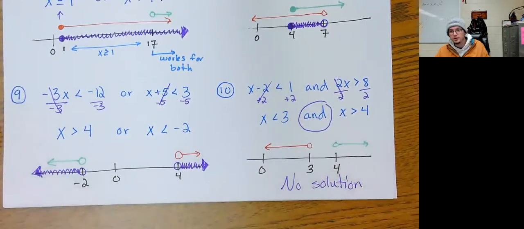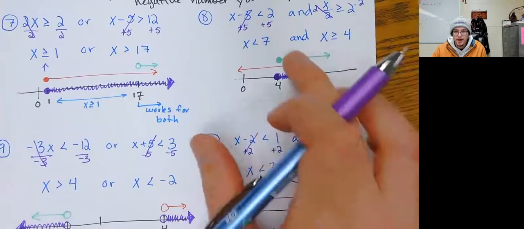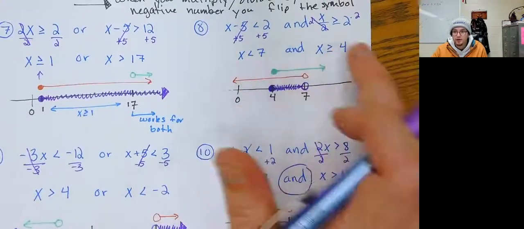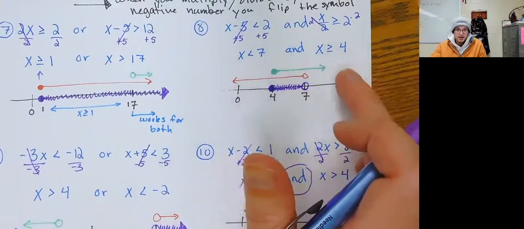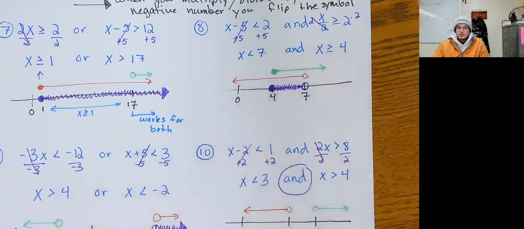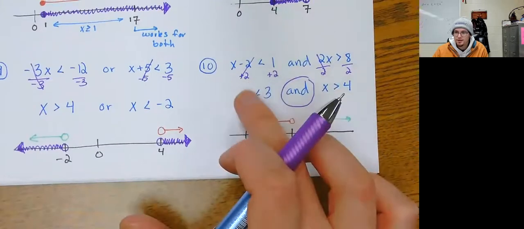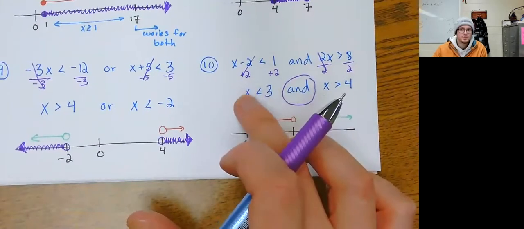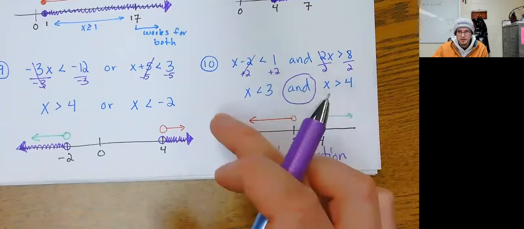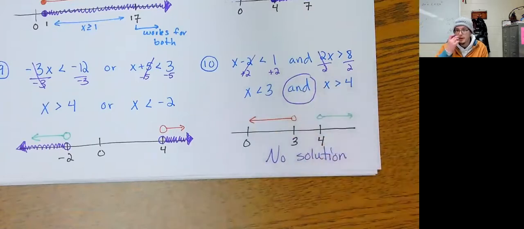It does not work. These cannot be put together. It doesn't make any sense. There is no solution to that. This one makes sense because x can be less than 7 and greater than 4: 6 is less than 7 and 6 is greater than 4. That makes sense. This does not make sense. You can't have a number that's less than 3 but greater than 4. There is no number that's less than 3 and greater than 4. There's no solution. All right.